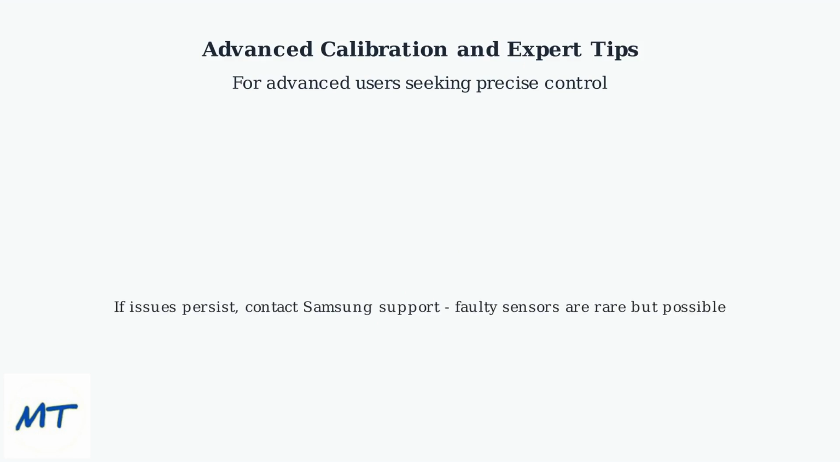If brightness issues continue despite these adjustments, contact Samsung support. While rare, faulty light sensors in the TV could be the underlying cause.